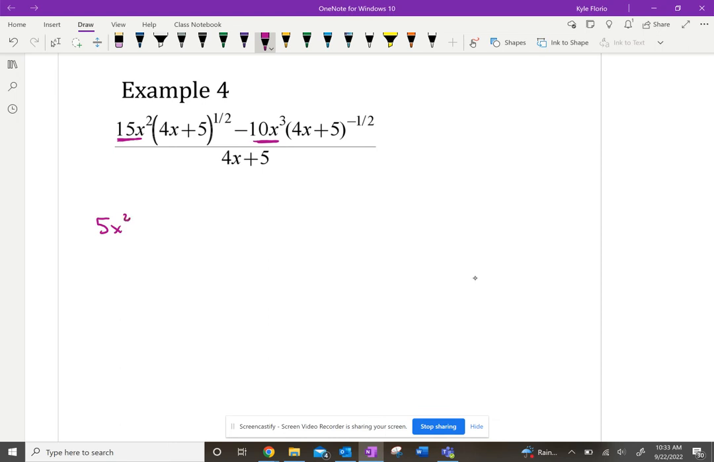2 being the smallest exponent, and 5 being the greatest common factor of 15 and 10. Not only that, but both terms have a 4x plus 5. So I can factor out a 4x plus 5, and I'm always going to take out the smallest exponent. So between 1/2 and negative 1/2, the smallest exponent is negative 1/2. Okay. Once I do that, then I have what's left over. So what did I factor out? Well, I took a factor of 5 out of the 15, so it's going to be a 3. I took x squared already out, so there's no x squared left over. Now I have a 4x plus 5 left over.